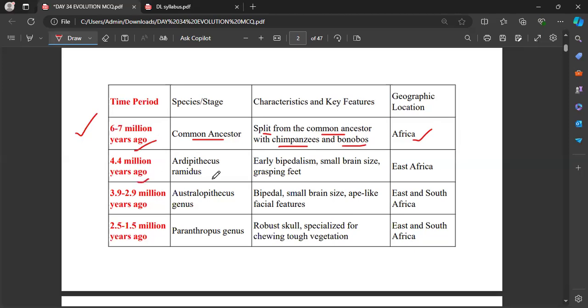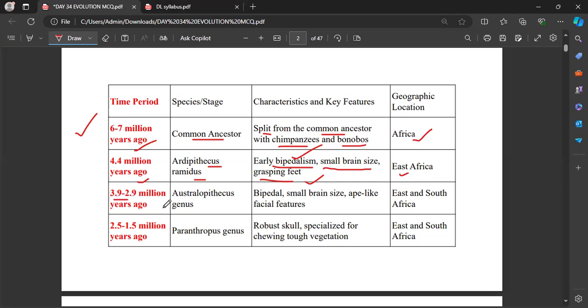4.4 million years ago, there will be the species named Ardipithecus ramidus. Their characteristic features are bipedalism, walking on two legs, a reduced brain size and grasping feet. Once again, their location will be East Africa.